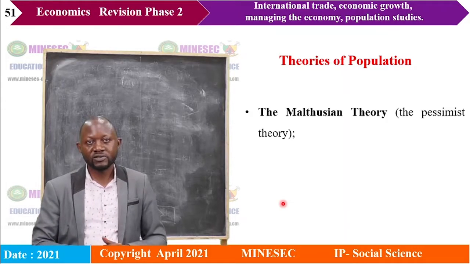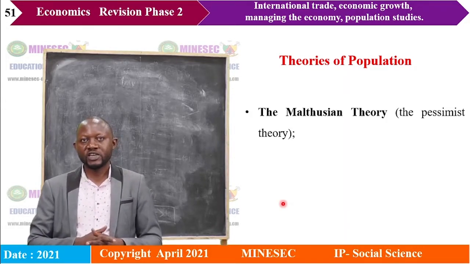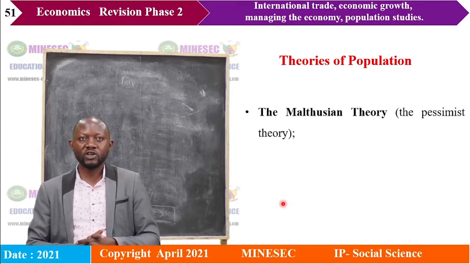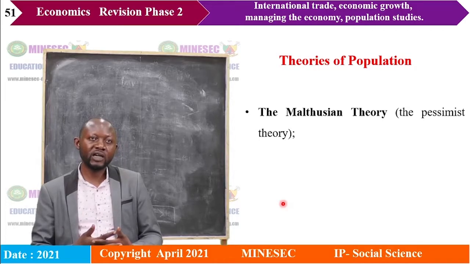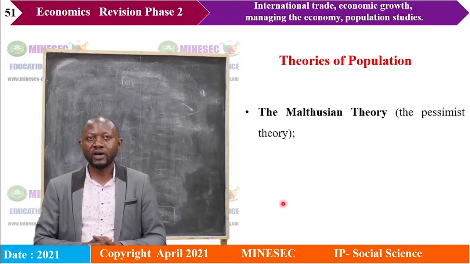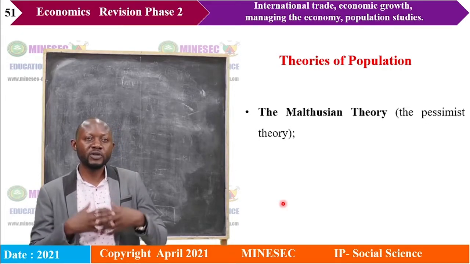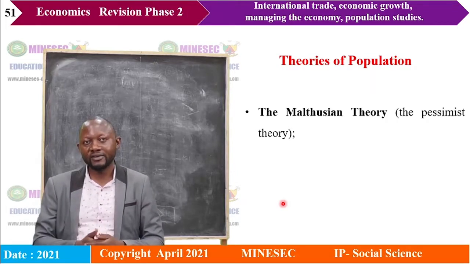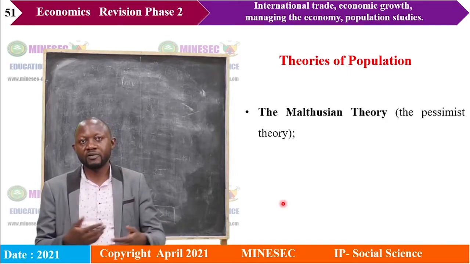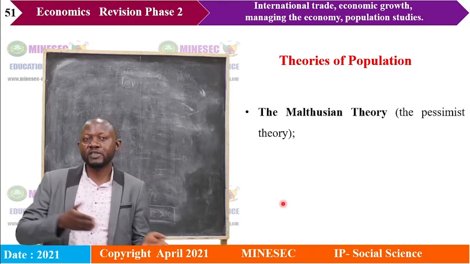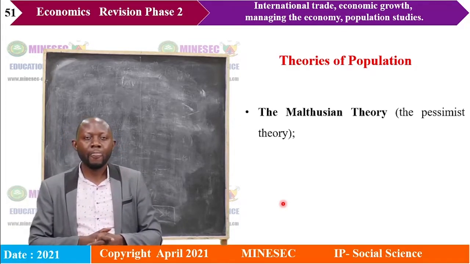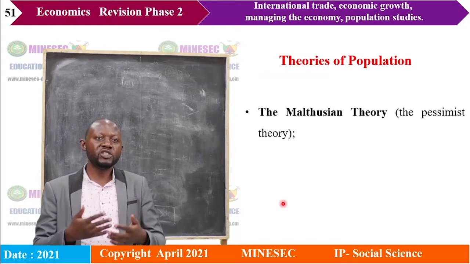We'll start with the Malthusian theory, which we describe as a pessimist theory. The theory of Robert Thomas Malthus, the clergyman who was the first economist to write on population. He observed the population of Britain as increasing faster than the rate of food production. He described the rate as a geometric increase, and food production he called an arithmetic increase. And he warned that if nothing was done, it would lead to misery and vice.